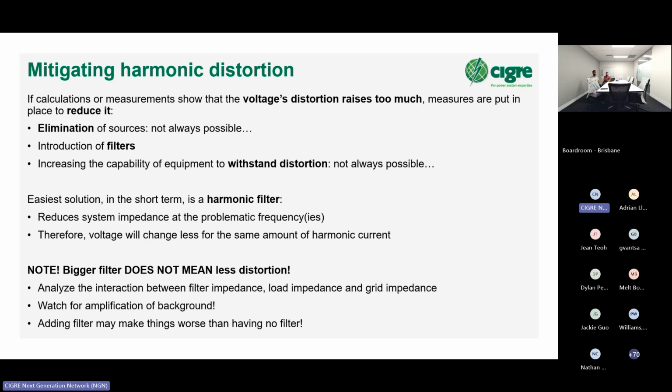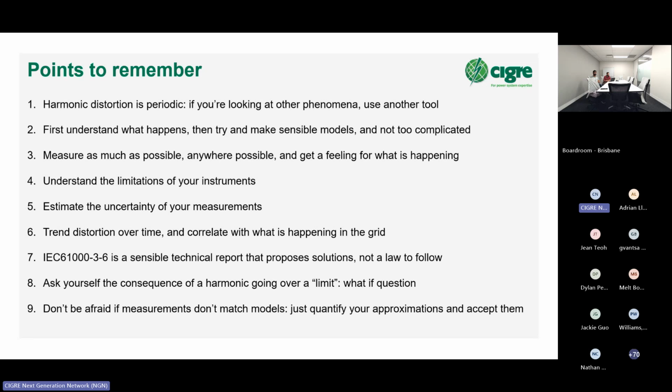Not that twice the medicine you heal in half the time. It's not like that. But I leave this for the moment. A few points to remember. It's just like a little summary and a little bit of wisdom I'm dishing out.